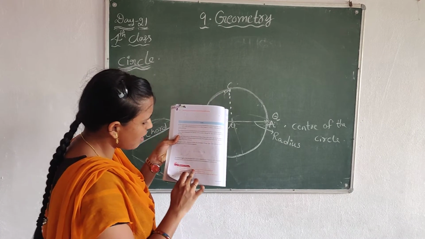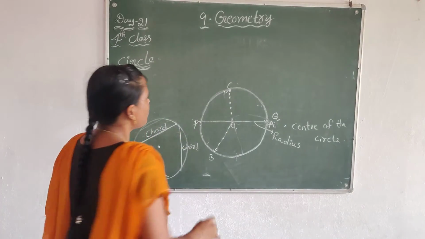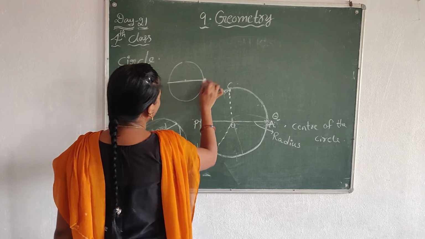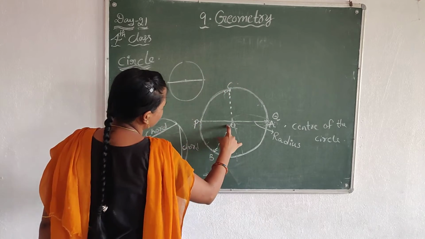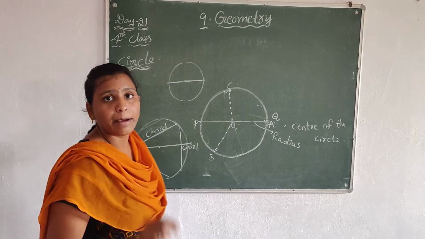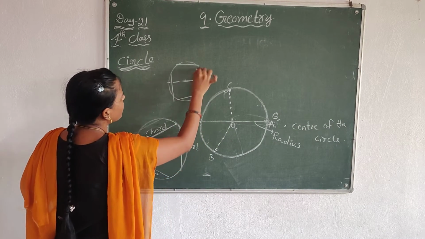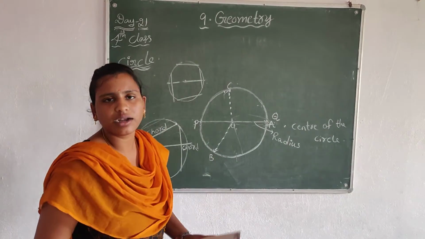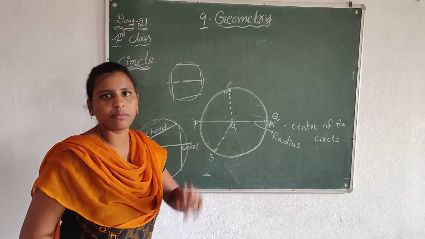Every diameter is a chord, but every chord is not a diameter. If you take a circle, it has a diameter. This is the diameter. So every diameter is also a chord. But every chord is not a diameter because it does not go through the center point. If it goes through the center point, that is a diameter.